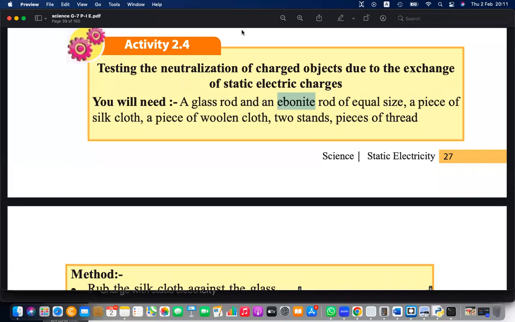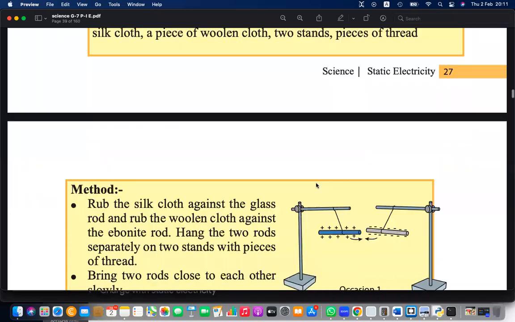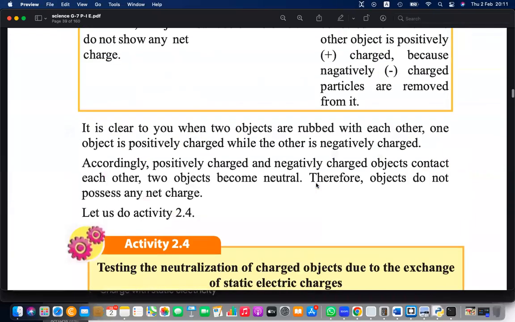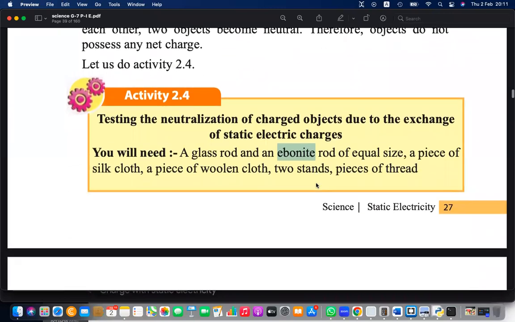The reason for taking these two is that the glass rod will be positively charged and ebonite is negatively charged. As I remember, it is positive, negative. I'm not sure, so you have to check this. Anyway, those two will charge differently, right? Not the same. And a piece of silk cloth and a piece of woolen cloth, because silk cloth will charge one and the woolen one will charge the other. So that is the reason.